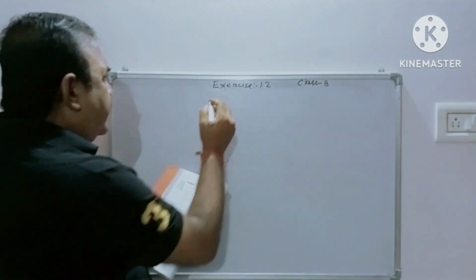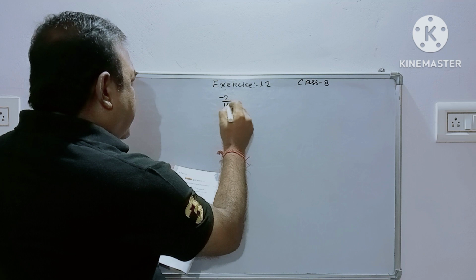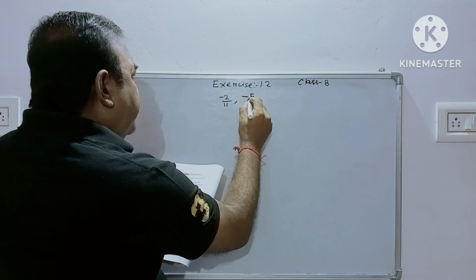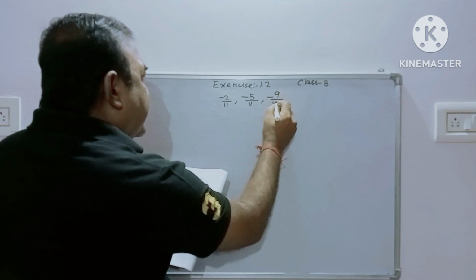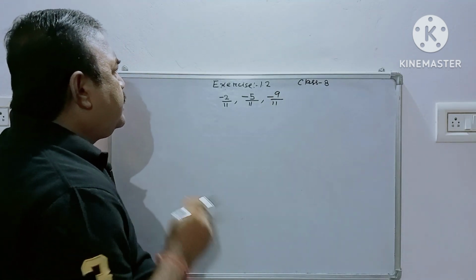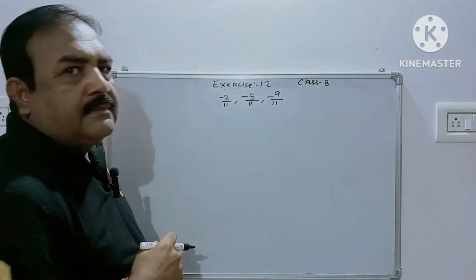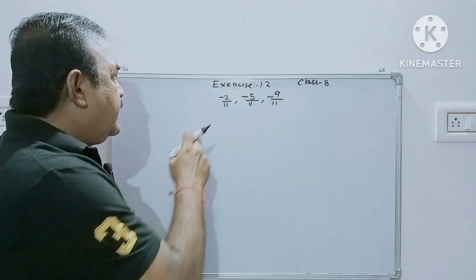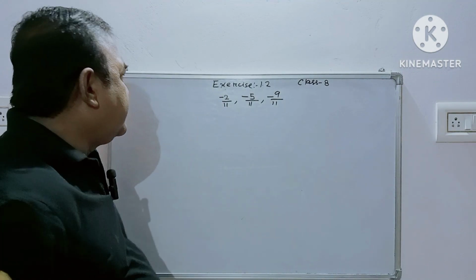Represent minus 2, it is question number 2. Minus 2 upon 11, minus 5 upon 11, minus 9 upon 11 on the number line. So you see, in these cases, you ignore the negative sign, minus sign. You see, in each case, you see numerator is less than the denominator. Yes or no?